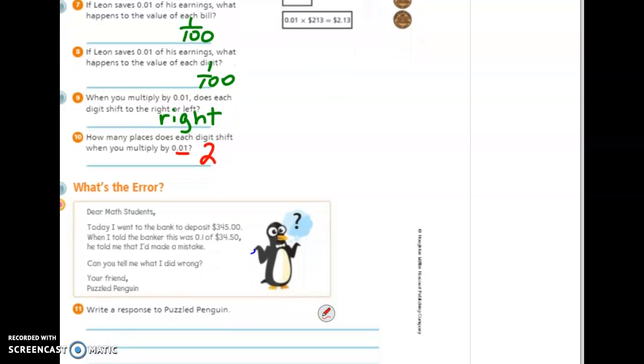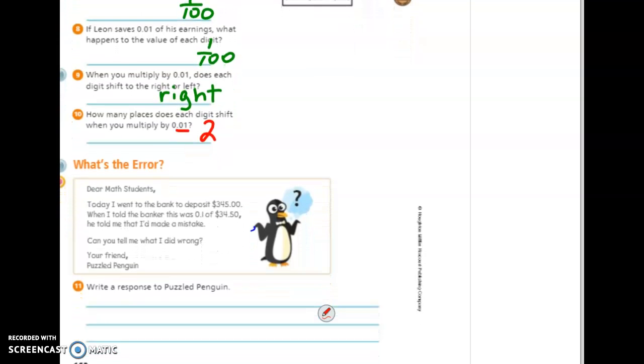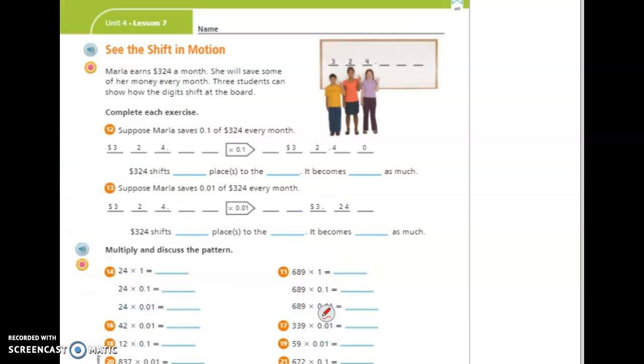All right, there is a puzzled penguin question to do. For the sake of time, we're not going to do it, but I'd like you to think about maybe what he did wrong, because he was puzzled and he did make a mistake. For now, we're going to go on. If we were in the classroom, we could do this with kids moving across the board, assuming they could stand next to each other, which right now they can't.